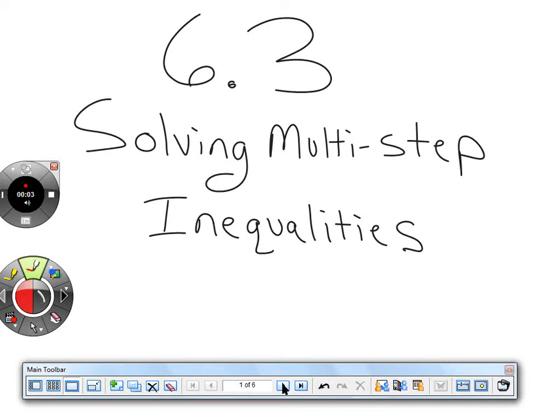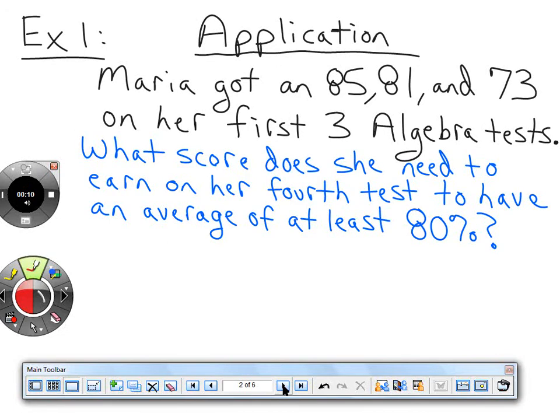Okay, this is 6.3, solving multi-step inequalities. I'm going to start off with an application. Let's say Maria, this one you could identify with.